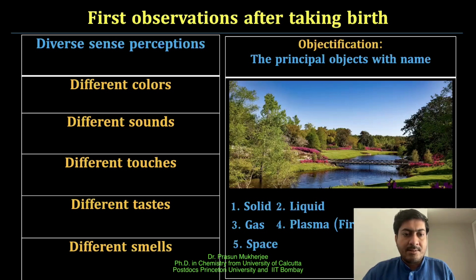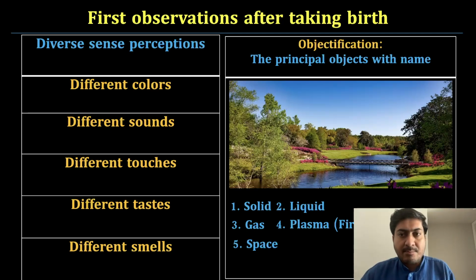After taking birth, the first things that we observe are different colors surrounding us, different sounds, touches, tastes, smells, and then slowly we grow up and we further objectify the observable universe with five principal categories of objects, namely the solid, liquid, gas, plasma, or fire, or space.